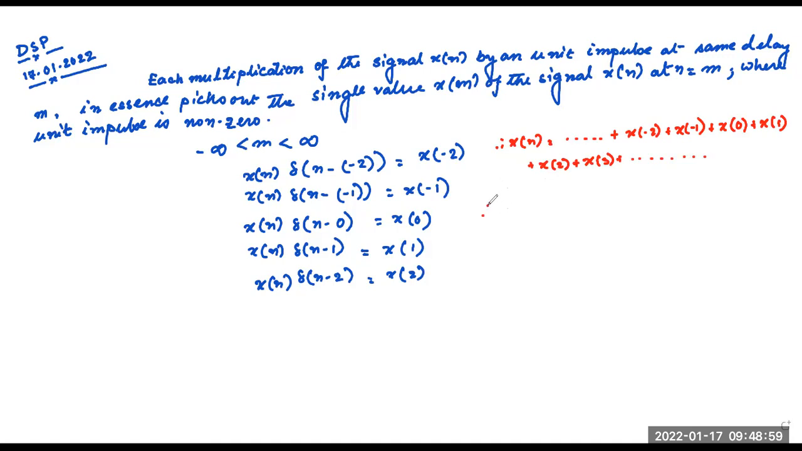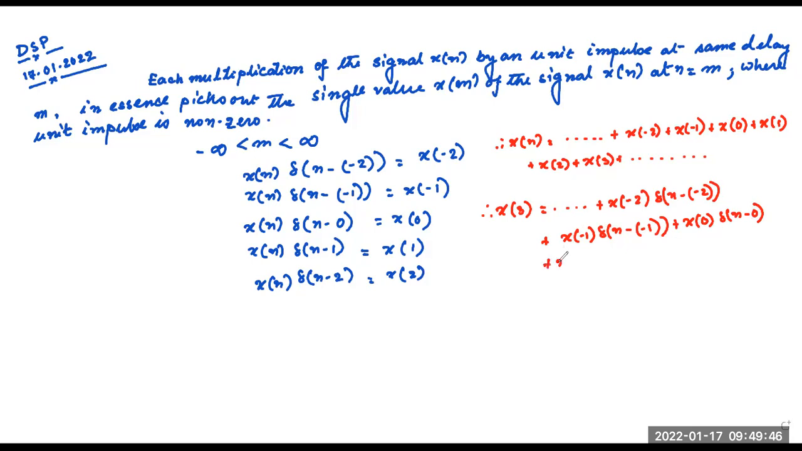So how can we represent this? We can represent this as per these products, because that also gives you the same thing: x[-2] into delta[n - (-2)], that is also the same meaning, plus x[-1] into delta[n - (-1)], plus x[0] into delta[n - 0], plus x[1] into delta[n - 1], plus x[2] into delta[n - 2]. So like this we can represent.